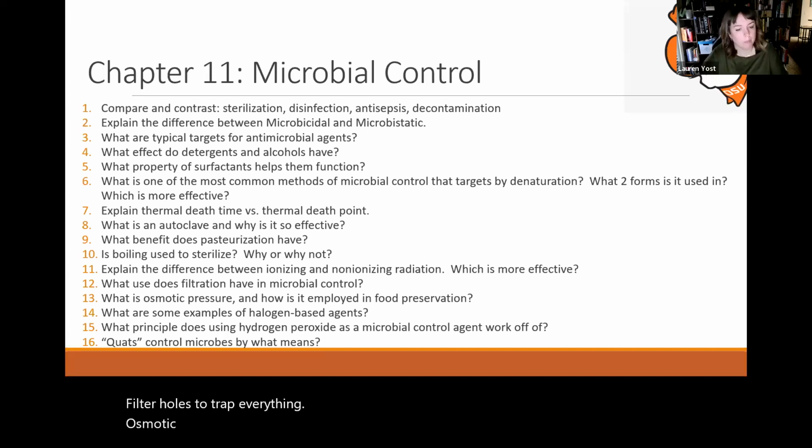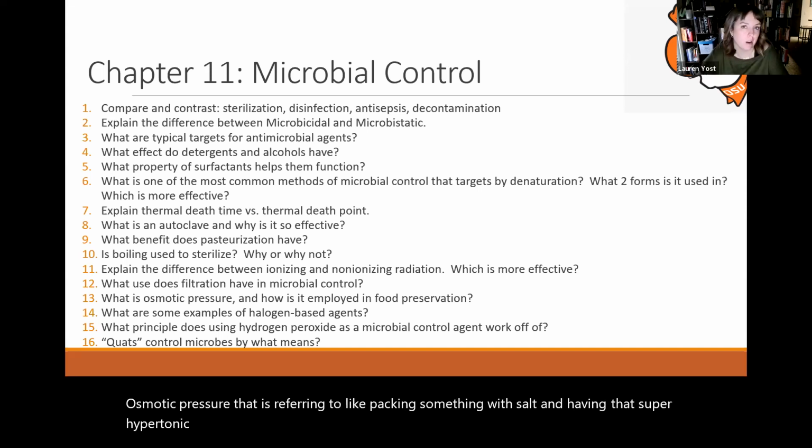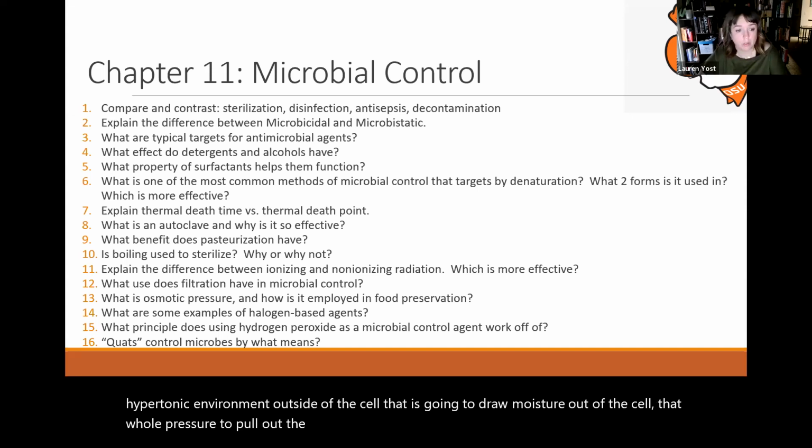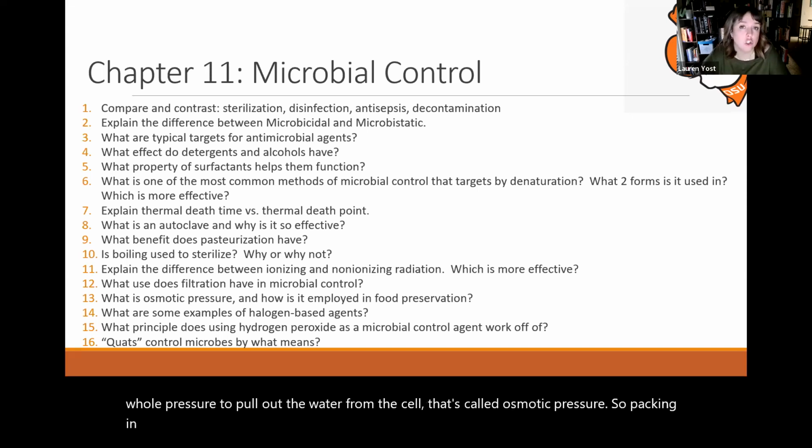Osmotic pressure, that is referring to packing something with salt and having that super hypertonic environment outside of the cell that is going to draw moisture out of the cell. That whole pressure to pull out the water from the cell, that's called osmotic pressure. So packing in salt or packing in sugar, you can also do it in sugar. It has the same effect.